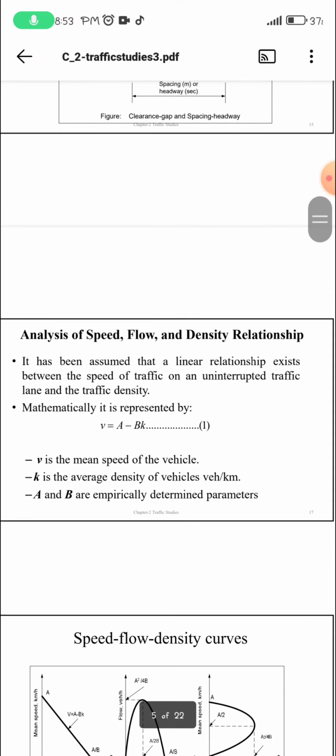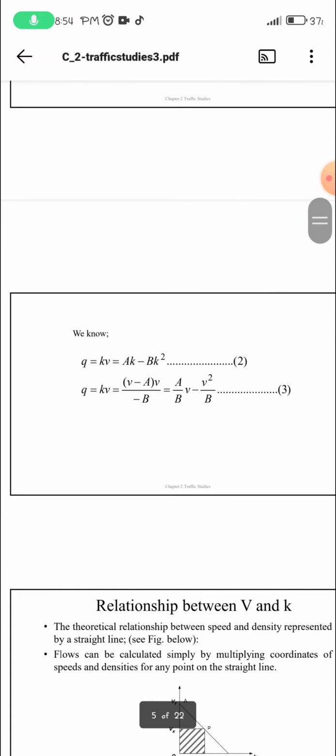Analysis of speed, flow and density relationship. It has been assumed that a linear relationship exists between the speed of traffic on an uninterrupted traffic lane and the traffic density. Mathematically, it is represented by P equal to A minus BK. P is the mean speed of the vehicle, K is the average density of vehicles per kilometer, and A and B are empirically determined parameters.